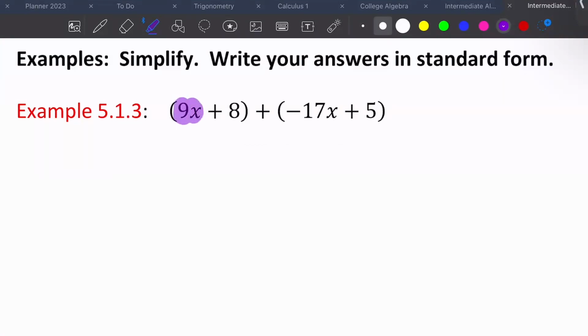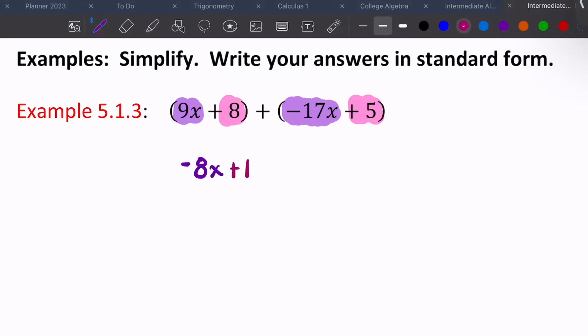So 9x minus 17x, and then 8 and 5, right? So we get, I'm going to use the same colors, negative 8x, pink, plus 13, right? So just strictly adding like terms.